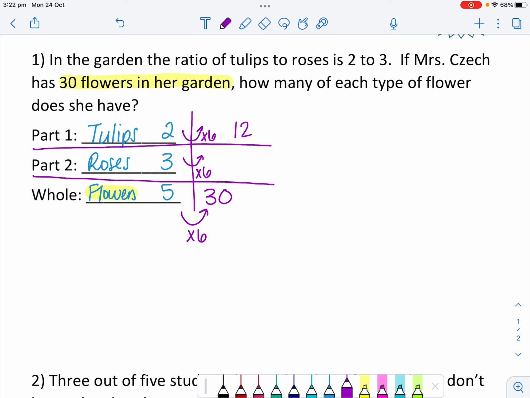So 2 times 6 is 12. 3 times 6 is 18. So I'm going to say 12 tulips and 18 roses.